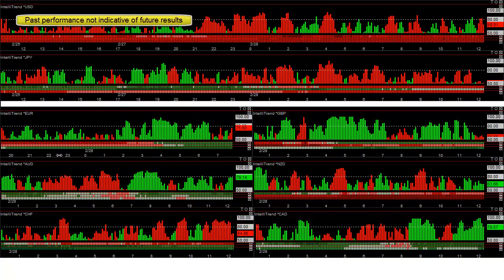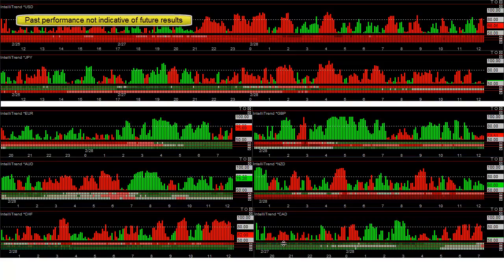The euro's monthly trend's up. The weekly trend has shifted down, but it's showing some real-time strength. CAD is showing a little bit of real-time strength there, and it has a very strong daily, weekly, and monthly trend.